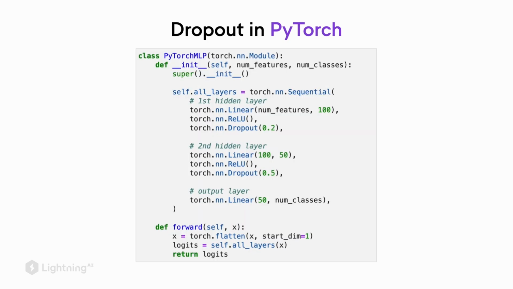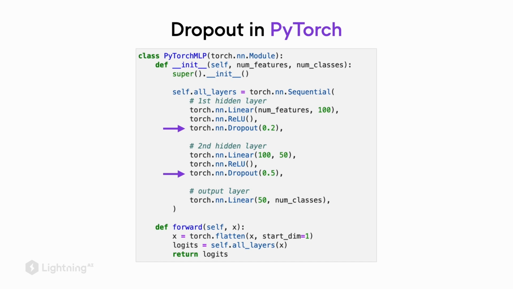Well, there's of course also a Dropout class in PyTorch to make that very convenient. All we have to do is place the Dropout class just after the activation function. Then inside the Dropout class we can define the drop probability, for example here 0.2 and 0.5. And the drop probability itself is just another hyperparameter that we can tune.